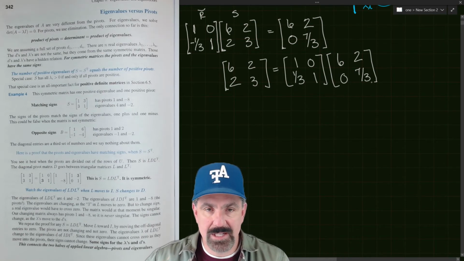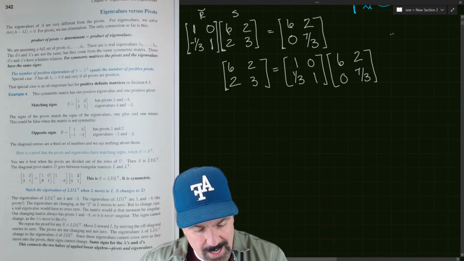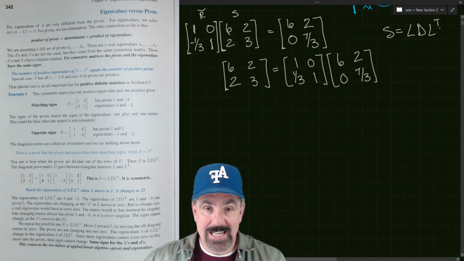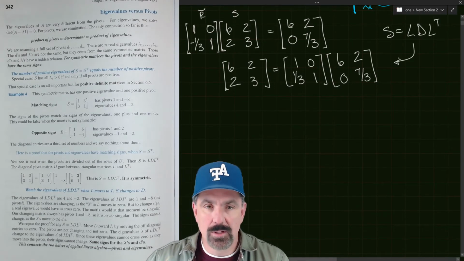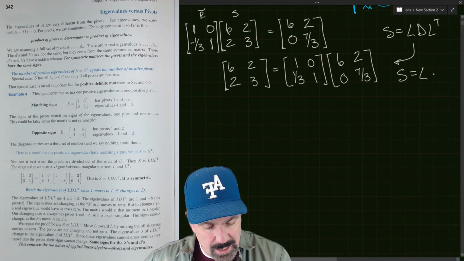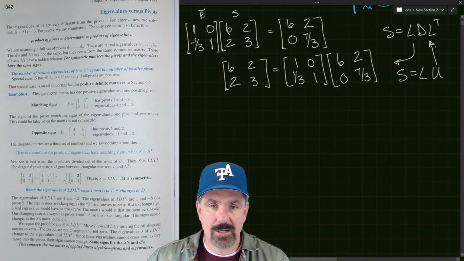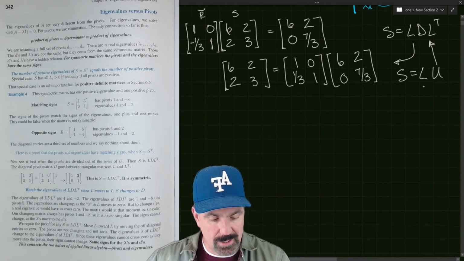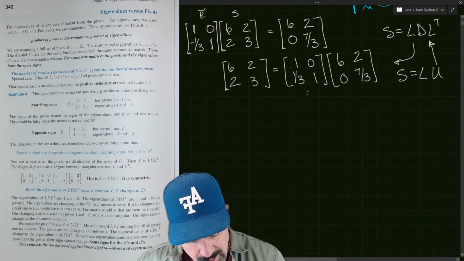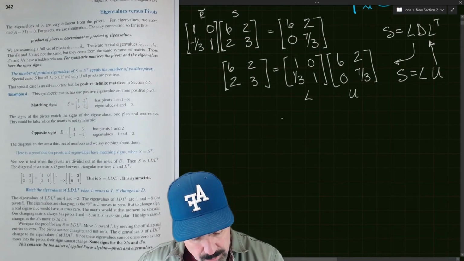What we have for the decomposition where he's talking about S is equal to L diagonal L transpose is actually related to the LU decomposition. So we have S is equal to LU, and we're going to build U as the diagonal matrix times the lower triangular matrix transpose. So that seems a little ridiculous. Let's try it. Here's L, here's U.